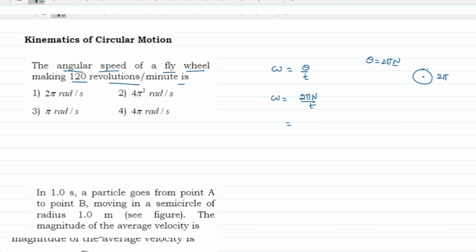Now you just convert this. 2 pi into the number of revolutions, which is given as 120 per minute. You have to convert into seconds, that is 60 seconds, and we will be getting 4 pi radian per second as the omega. The units will be radian per second. So this is the correct answer. Let us take the next question.